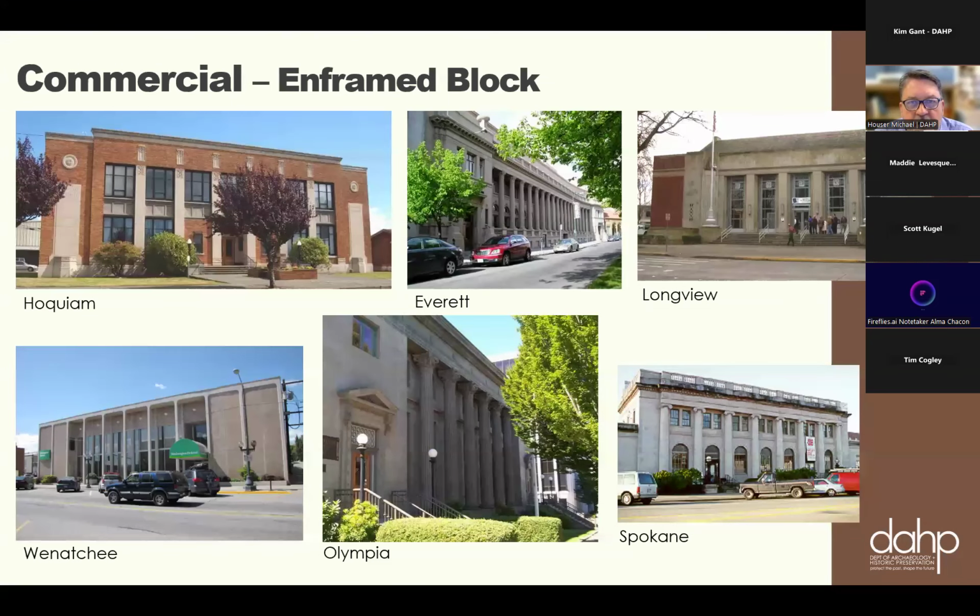Lots of examples of a temple front, but have some distinct components on either side of them that are usually blank. Might be applied to a mid-century building like the one in Wenatchee. So you've got your rows of columns, but then distinct forms on the end. So an enframed block.